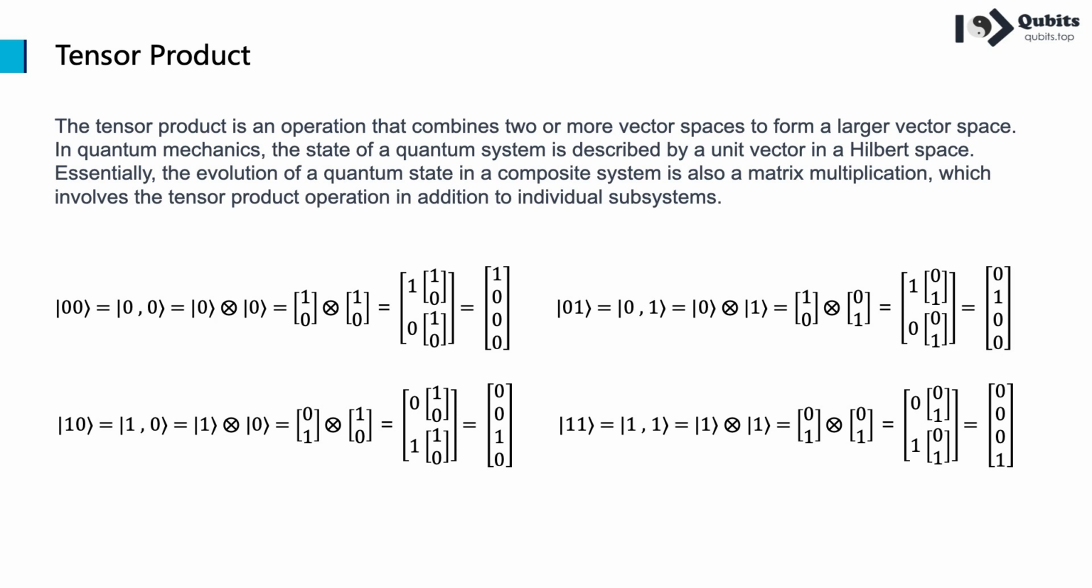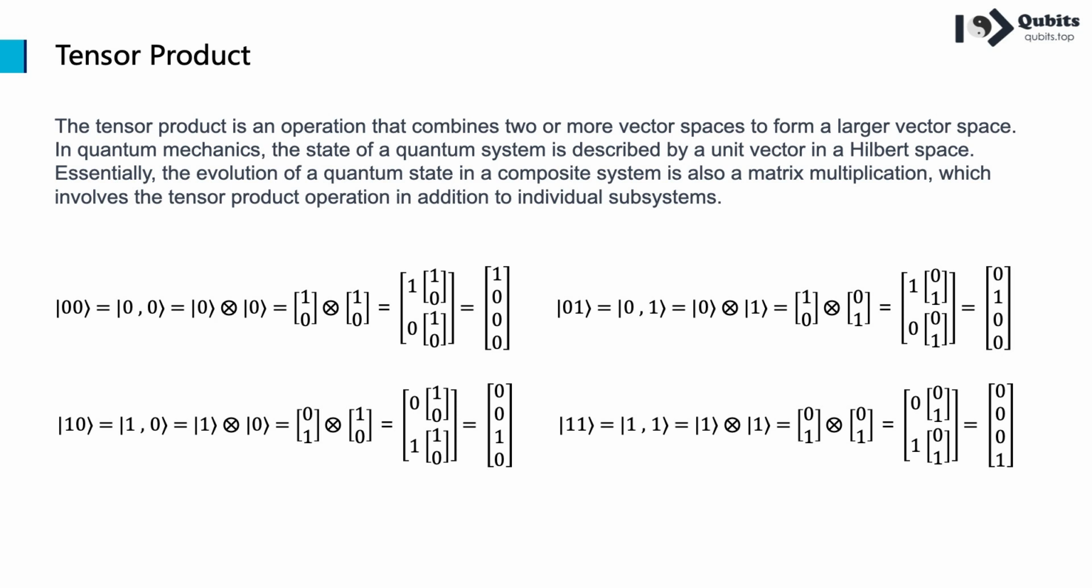This state represents a superposition of the two possible states of the first qubit and the two possible states of the second qubit. In general, the tensor product allows us to create a new quantum system that is the product of two or more smaller quantum systems. This is particularly useful in quantum computing because many quantum algorithms involve manipulating multiple qubits at once.